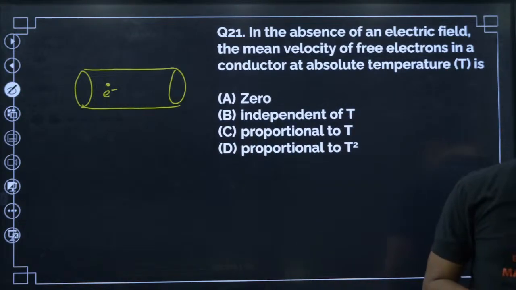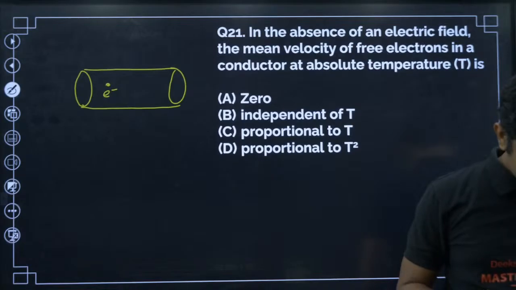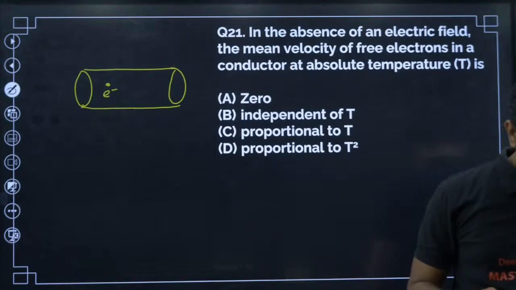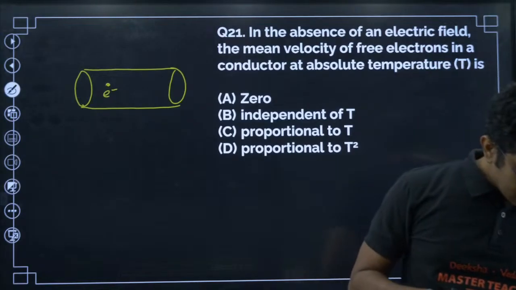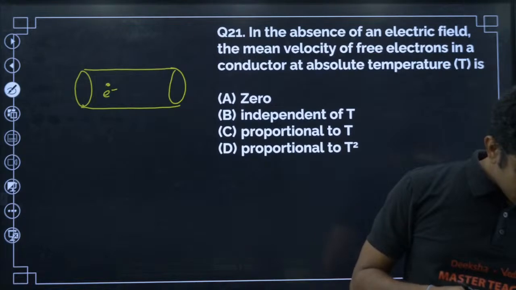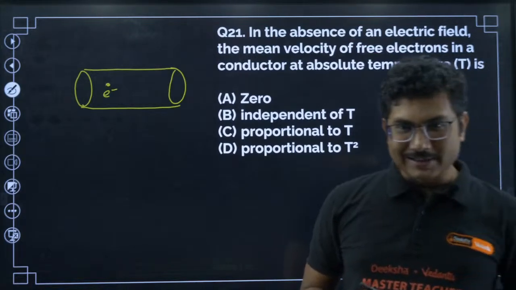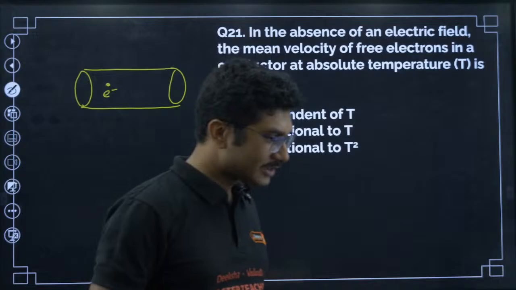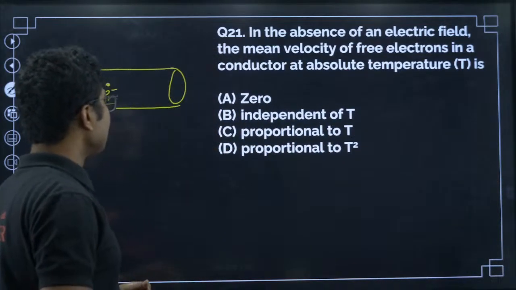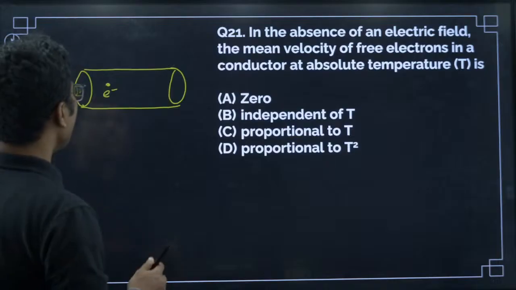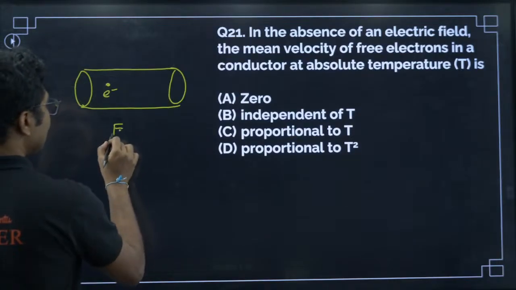Rohit is saying option D. Proportional to T square. Anyone else? Yellow gaming, please answer. It is not for casual chatting. Yashwant Uday is saying option C.